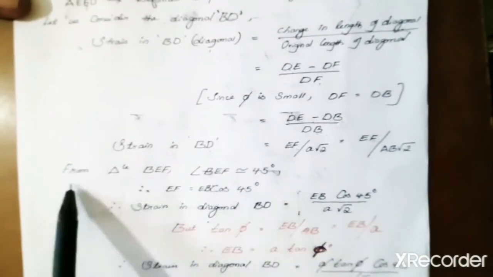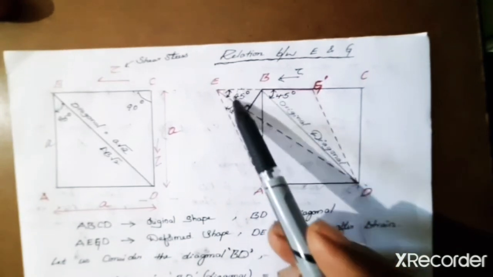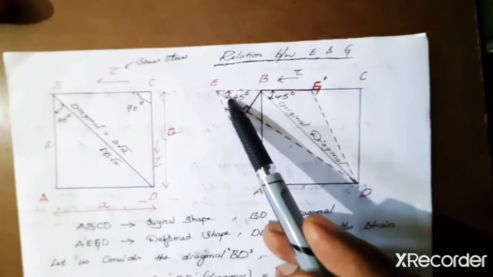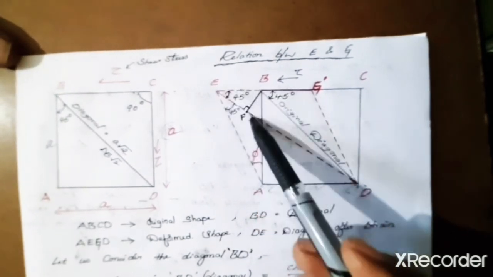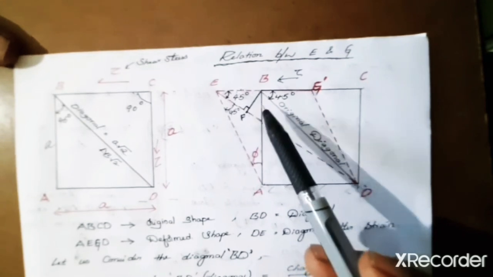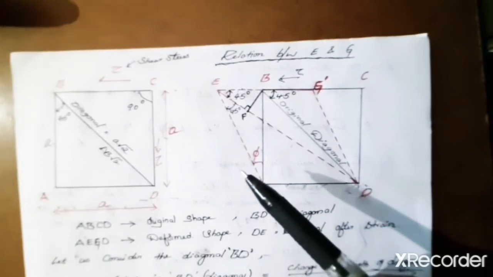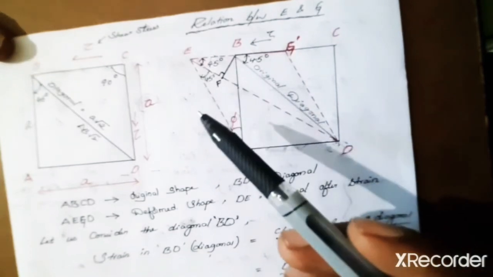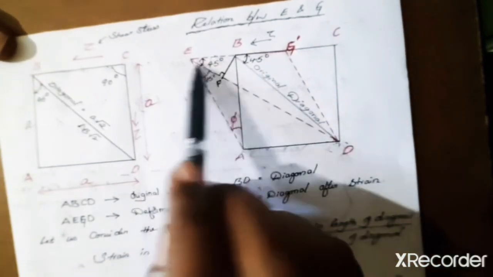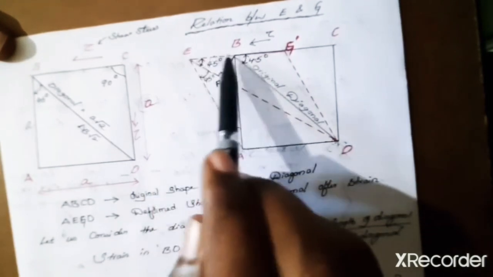Now let us consider triangle BEF. If you see, this angle is approximately 45 degrees and this is 90 degrees. So EBF is a right angle triangle. Therefore you can apply the trigonometric formulas. I hope you know that the trigonometric formulas, sine, cos, tan and all, are applicable to this right angle triangle. So let us resolve this length over here, EB.